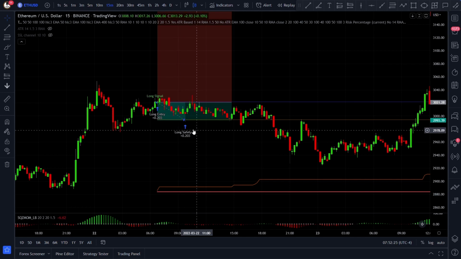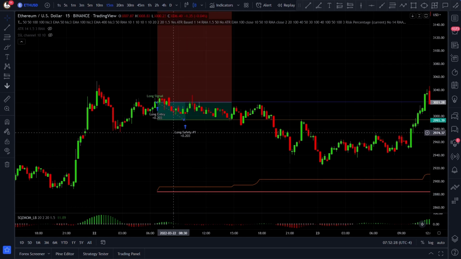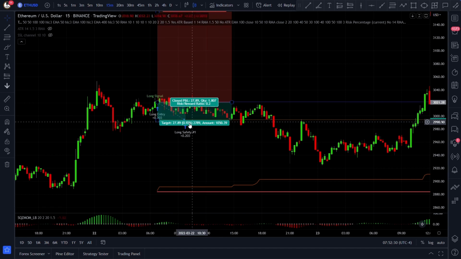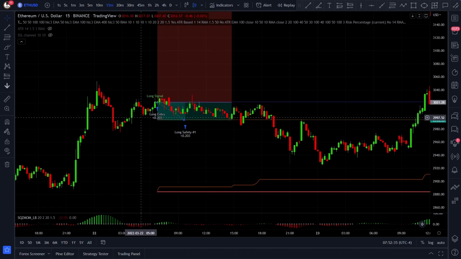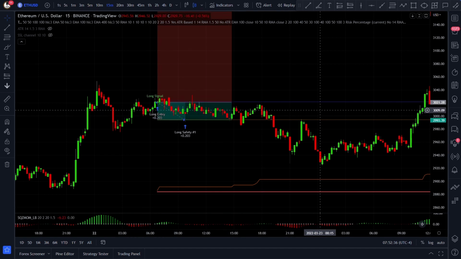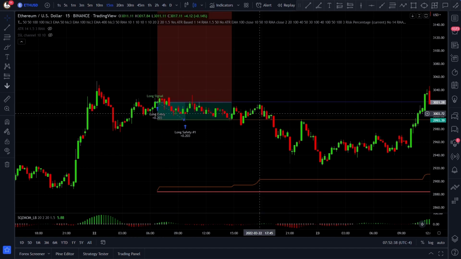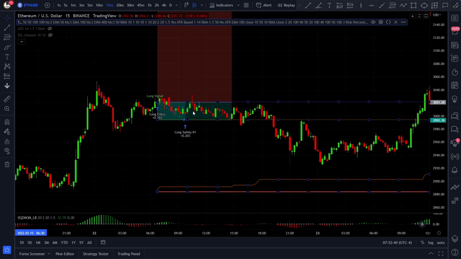As you can see, a long safety 1 entry has appeared right at the 20% drop level. The position size is also correct, same as the original. Now our average position entry price is right between the entry and the first DCA entry level. You can set up multiple DCA entry levels.